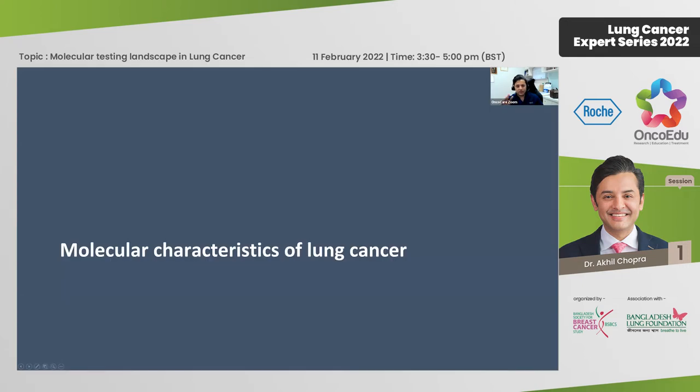Now let's shift our focus to lung cancer. We've spoken about cancer genetics, testing of alterations in cancer, different methodologies, how they have evolved, what are the benefits of one versus the other. But how does this all relate to lung cancer?